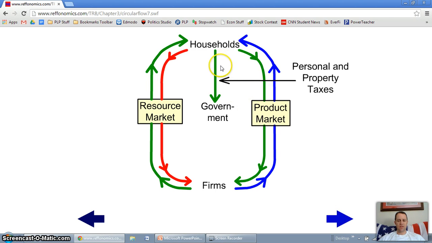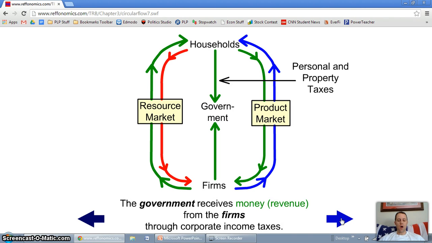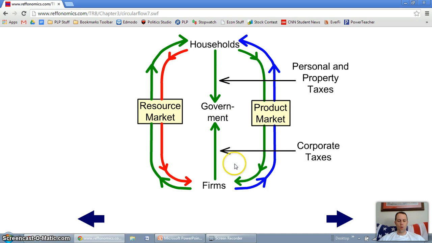So that line represents the personal and property taxes paid by the household to the government. So some revenue there for the government, money coming in to the government to support it. The government also receives revenue from the firms because businesses pay corporate income taxes. So the profit that a business earns, they're going to pay some tax on that and pay money into the government as well. So that represents, of course, the corporate taxes.